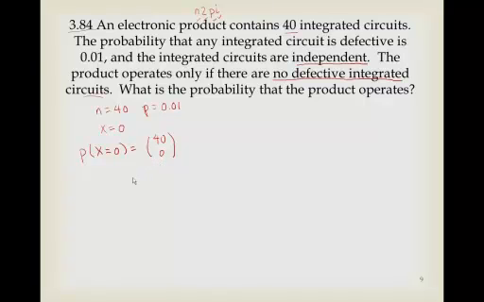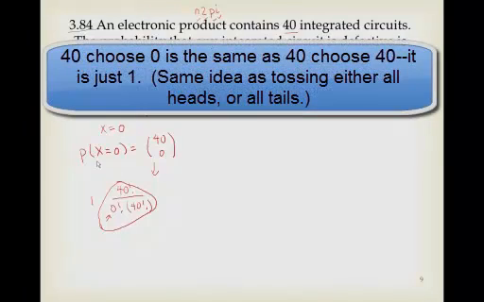So let's parse that a little more carefully. 40 factorial over 0 factorial, and then this one is going to be n minus x, which is 40 factorial. Oh, wait a minute. Well, we already worked this one. We know it's 1. So this whole thing turns out to be 1. Okay, well, that was just interesting.